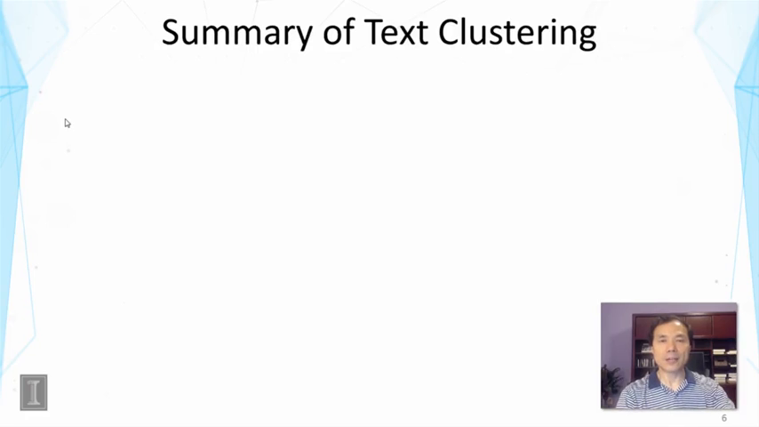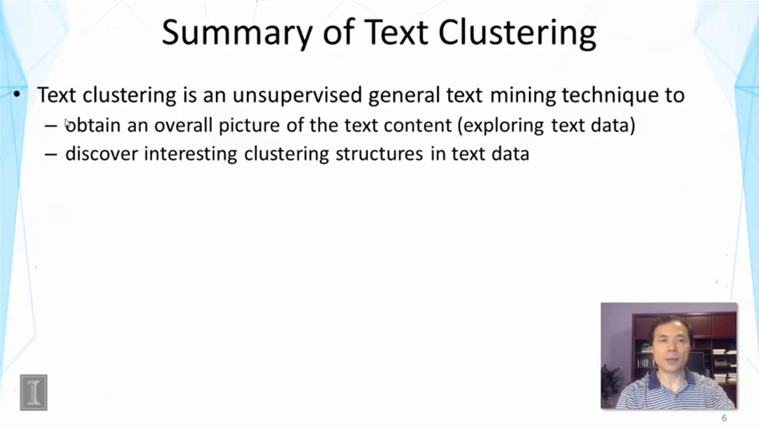So to summarize text clustering, it's a very useful unsupervised general text mining technique. It's particularly useful for obtaining an overall picture of the text content, and this is often needed to explore text data. And this is often the first step when you deal with a lot of text data. The second application, or second kind of applications, is to discover interesting clustering structures in text data. And these structures can be very meaningful.